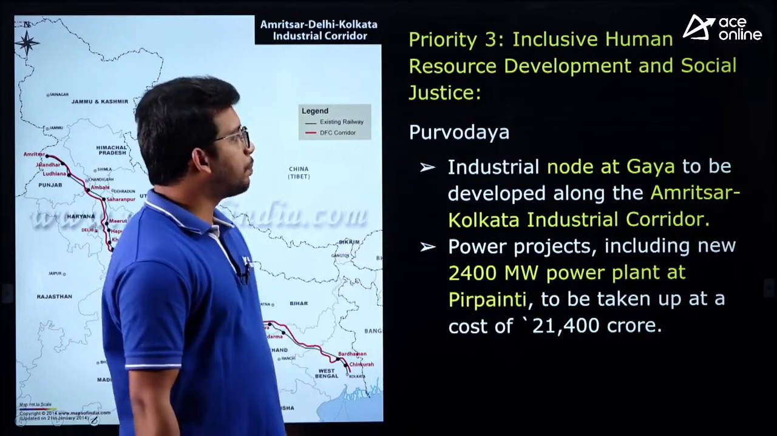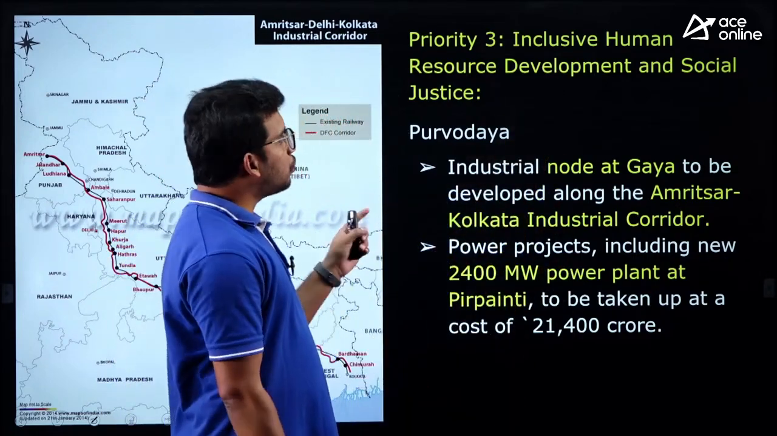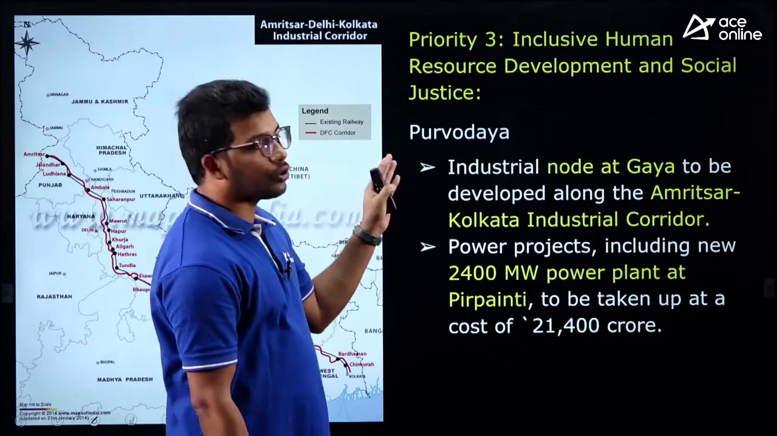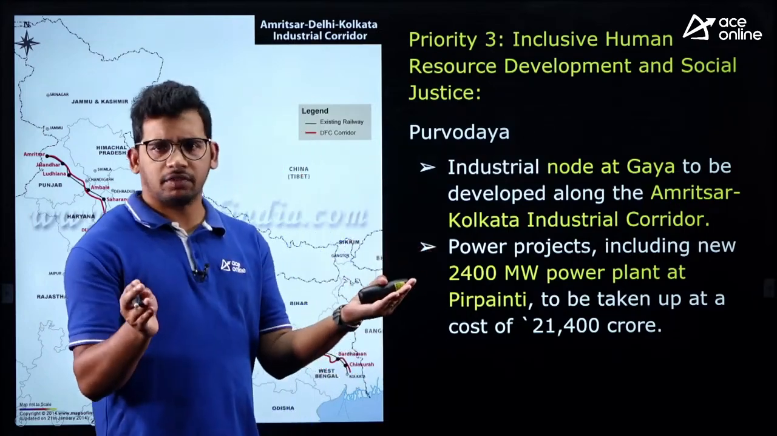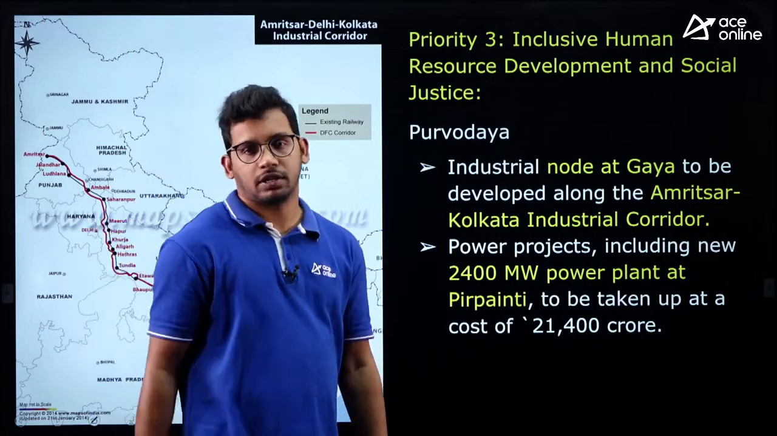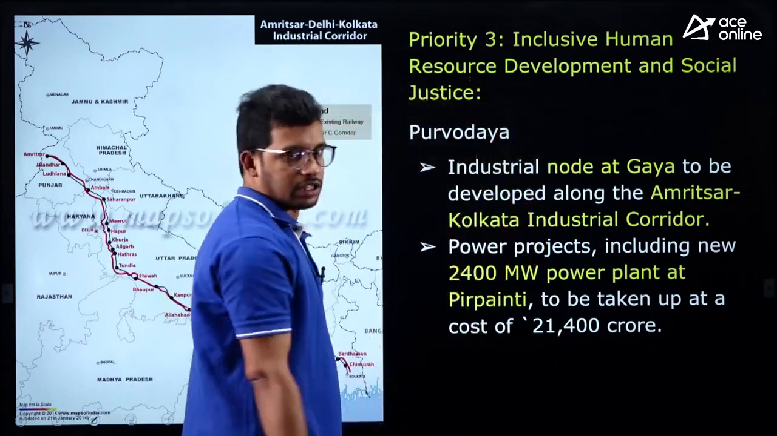Let's move to the third priority, which is inclusive human resource development and social justice. Up to 4 or 5 priority areas we have lengthy ones, after that we have shorter ones.